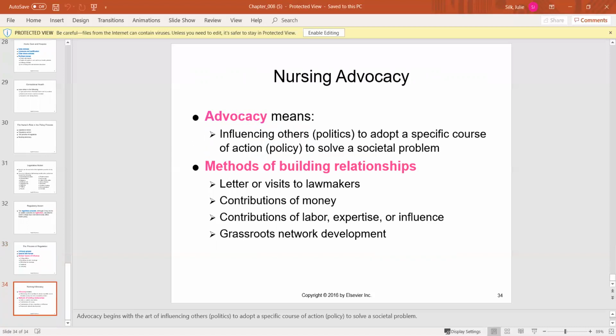And then advocacy means influencing others' politics to adopt a specific course of action or policy to solve a societal problem. So ways that you can build relationships with others to help with advocacy are, again, letters or visits to lawmakers, contributions of money, contributions of labor, expertise or influence, and then grassroots network development. Advocacy begins with the art of influencing others to adopt that specific course of action to solve a societal problem.